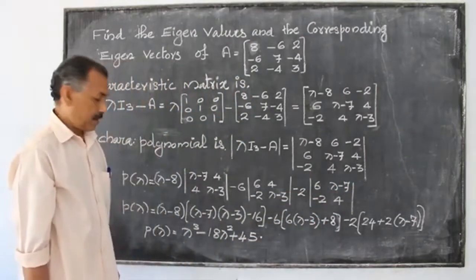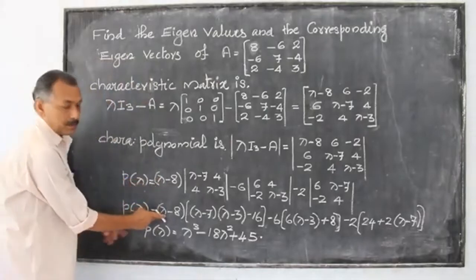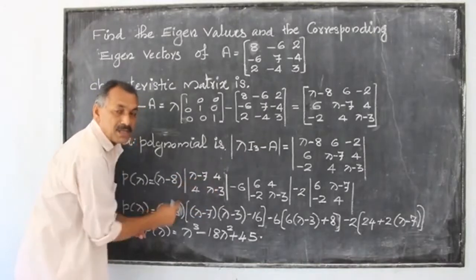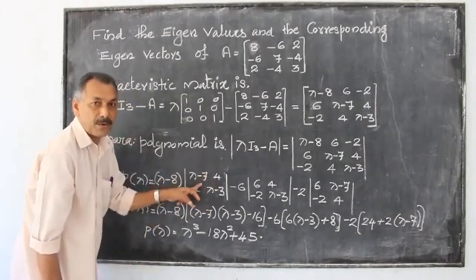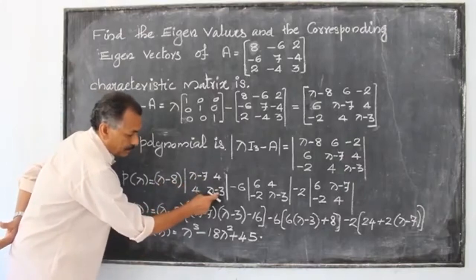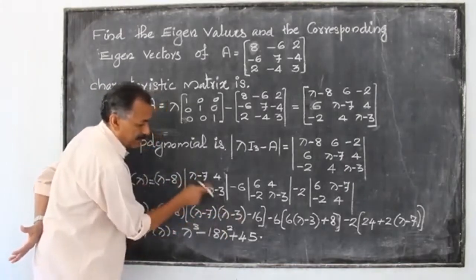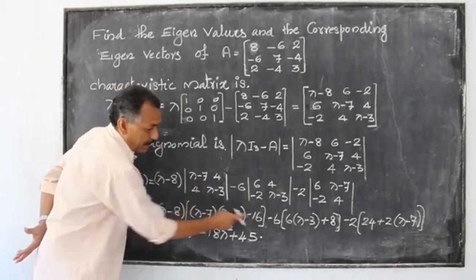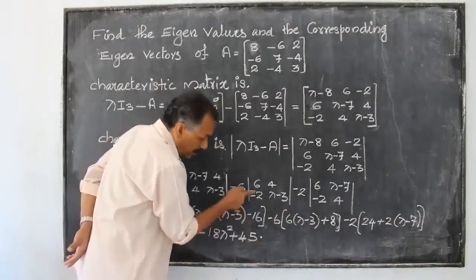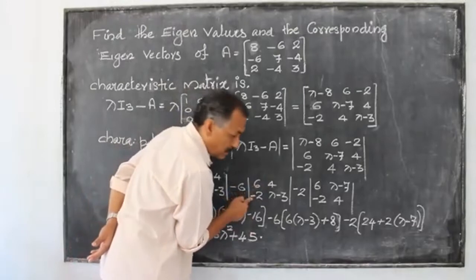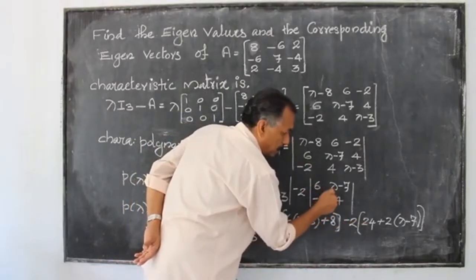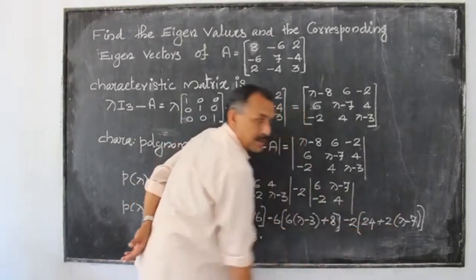That is equal to lambda minus 8 into the 2 by 2 determinant. The determinant of [A, B; C, D] equals AD minus BC, the main diagonal product minus the off-diagonal product. Here that is lambda minus 8 into (lambda minus 7)(lambda minus 3) minus 16, minus 6 into (6 into (lambda minus 3) plus 8), then minus 2 into (24 plus 2 into (lambda minus 7)).